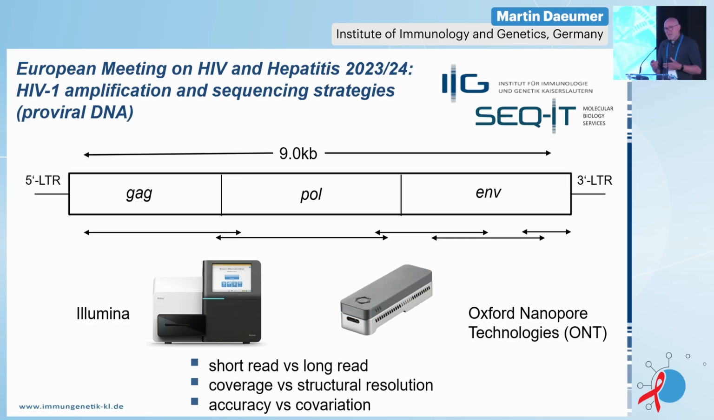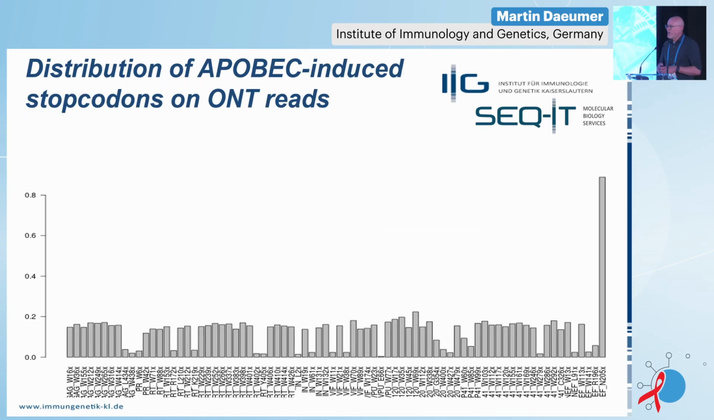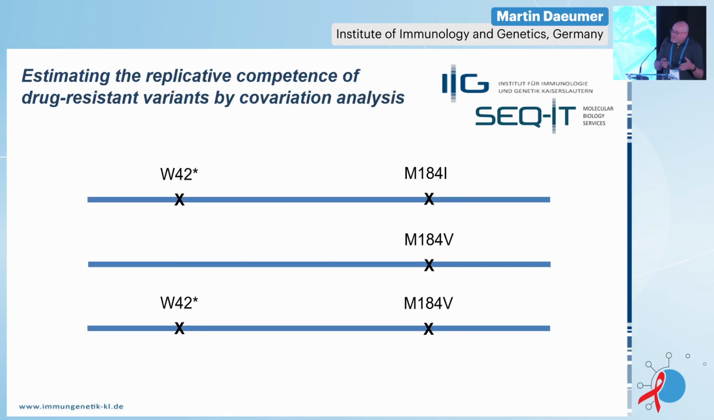At that time, we had also already focused on APOBEC mutations. We are looking here only at proviral DNA. Here you see the distribution of APOBEC-induced stop codons, which we used as a replication incompetence marker. And in the end, we make a covariation analysis to see whether there are stop codons on the same strands as drug resistance mutations.